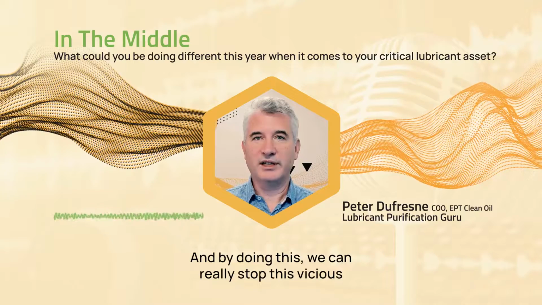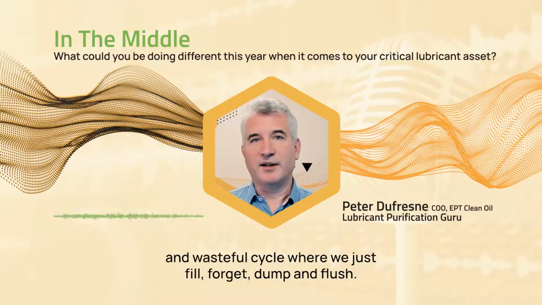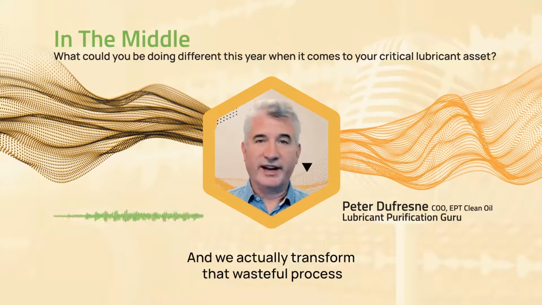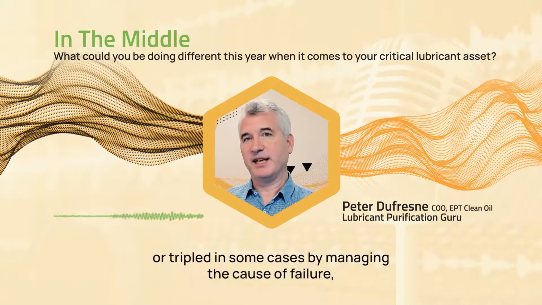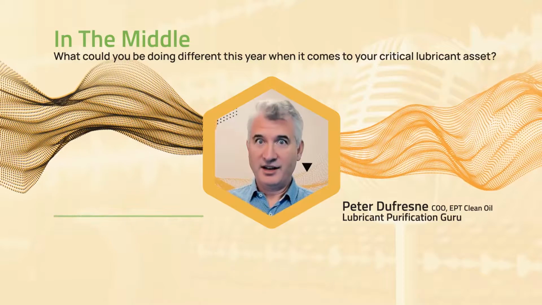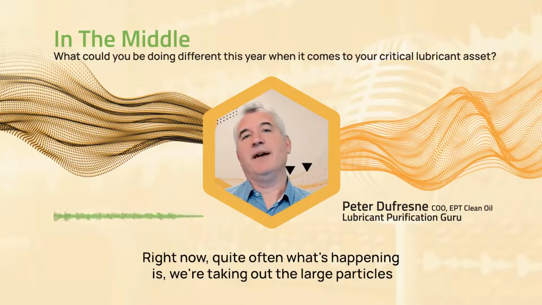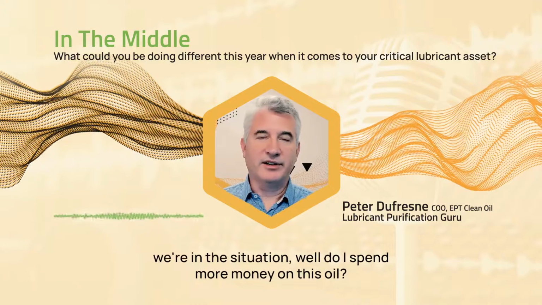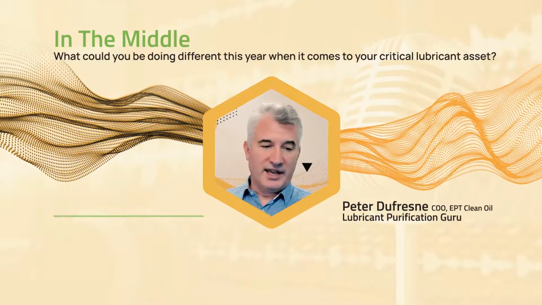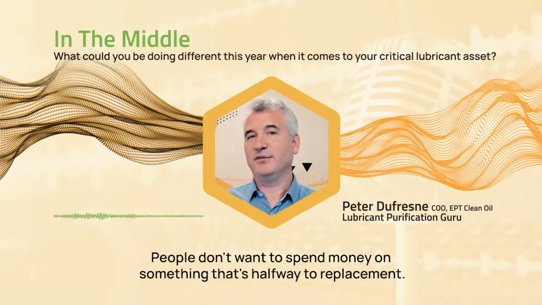And by doing this, we can really stop this vicious and wasteful cycle where we just fill, forget, dump, and flush. And we actually transform that wasteful process into something where the oil life can be doubled or tripled in some cases by managing the cause of failure, by directing maintenance spending in that direction. Right now, quite often what's happening is we're taking out the large particles in an oil system, and then when it's half dead, we're in the situation, well, do I spend more money on this oil, or do I just dispose of it and start over? And that's what's normally happening, right? People don't want to spend money on something that's halfway to replacement.